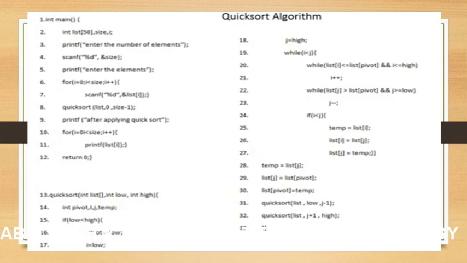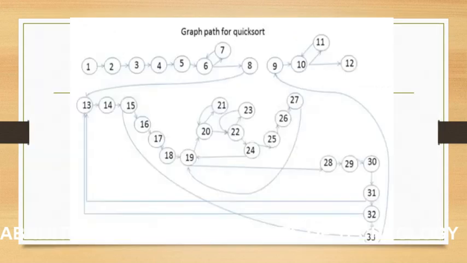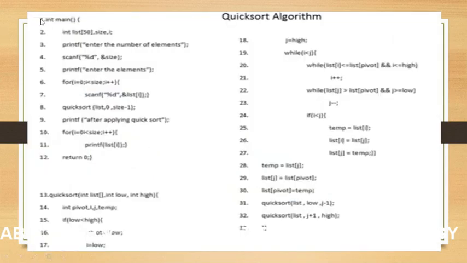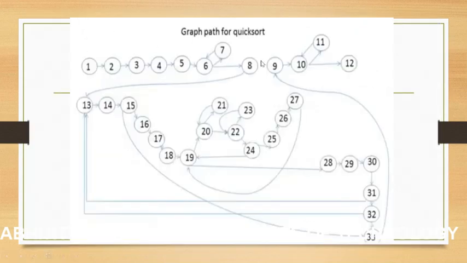Now let us concentrate more on basis path testing. In basis path testing, we need to construct a graph like this. So how is it constructed? Hopefully you can observe that we have numbered each and every line in the program like this: 1, 2, 3, 4, and so on. Each line in the program will be represented as a node in this graph.